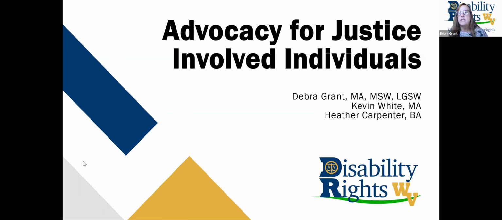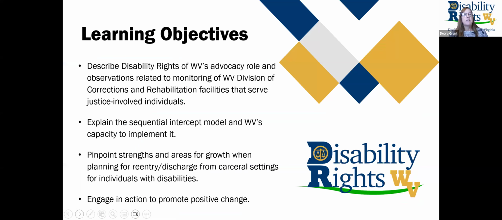Okay, so let's get started. We're going to start with our learning objectives. What we're hoping that you'll be able to do at the end of this presentation is describe generally what Disability Rights does with respect to justice-involved individuals and other people, explain the sequential intercept model, discuss strengths and areas for growth for reentry or discharge from carceral settings in West Virginia, and then engage in action to promote positive change.